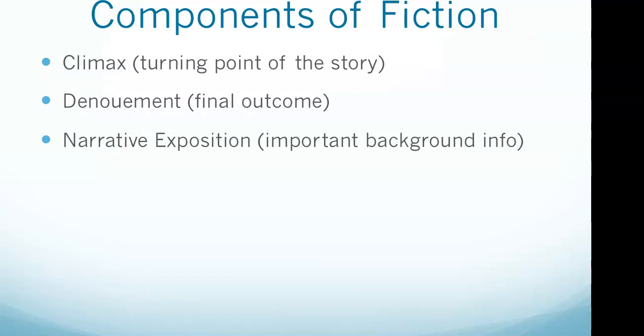Denouement is the final outcome or untangling of events in the story. And then last but not least, narrative exposition is the insertion of important background information within a story. As an example, information about the setting, characters' backstories, prior plot events, historical context, things like that. That's what you'd see for narrative exposition.